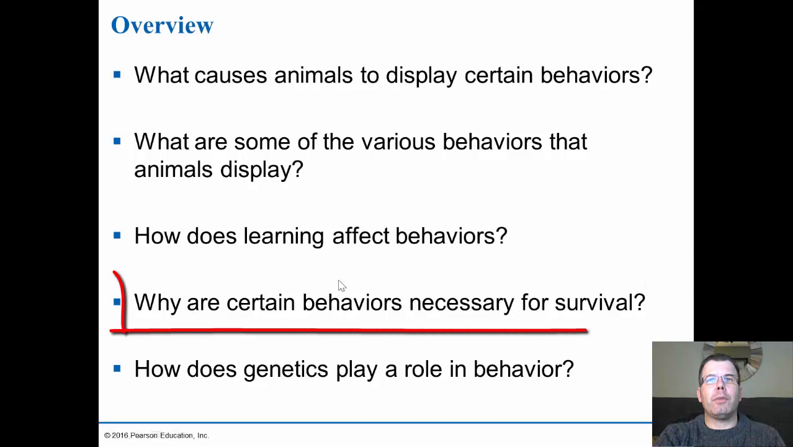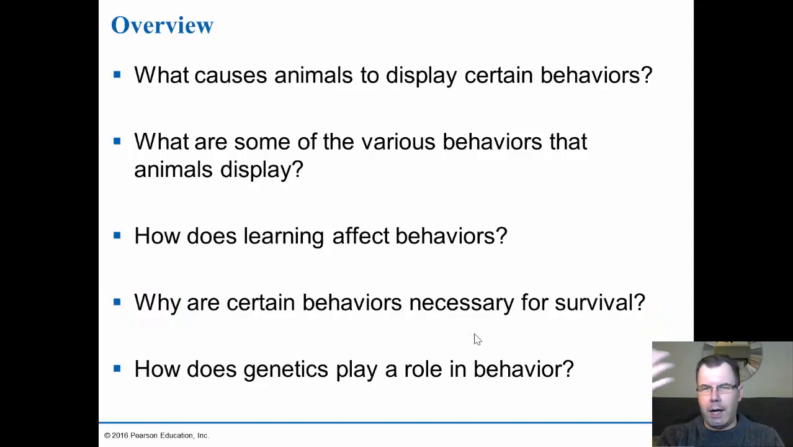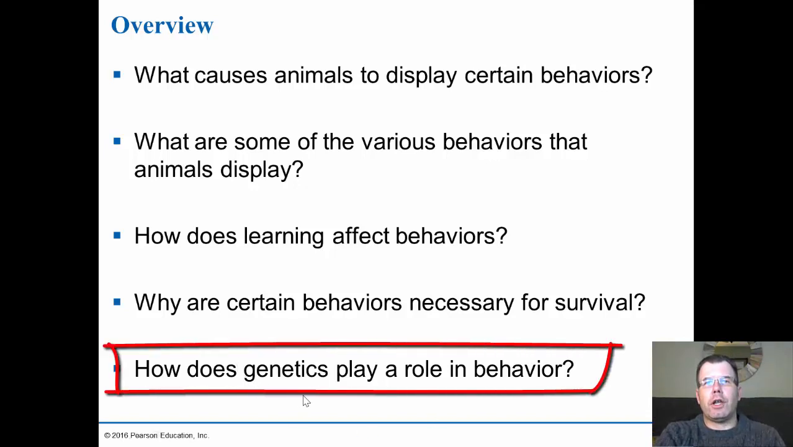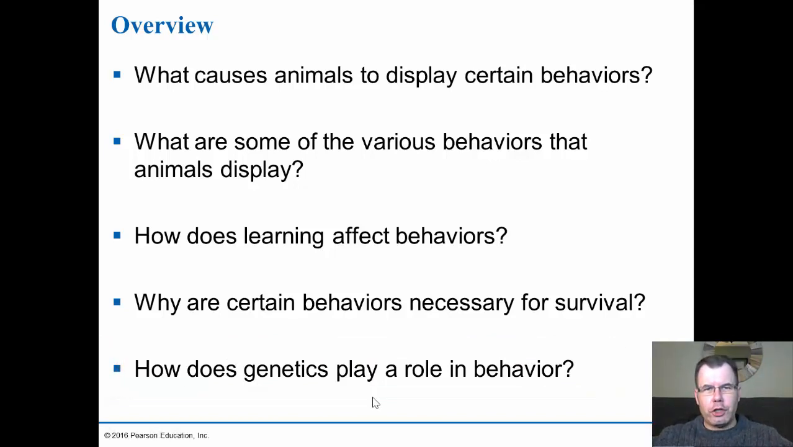And then we'll look at certain behaviors necessary for survival. So again, courtship behaviors, reproduction, and then also looking at how that plays a role with relationships that animals have with one another. And then finally, how does genetics play a role in behavior? So again, a lot of it has to do with displays showing that you have really good genes, saying I'm the perfect mate for you. And so that's what we're going to be looking at today: how animals behave in certain ways to display these things to say, hey, look, I have good genes.